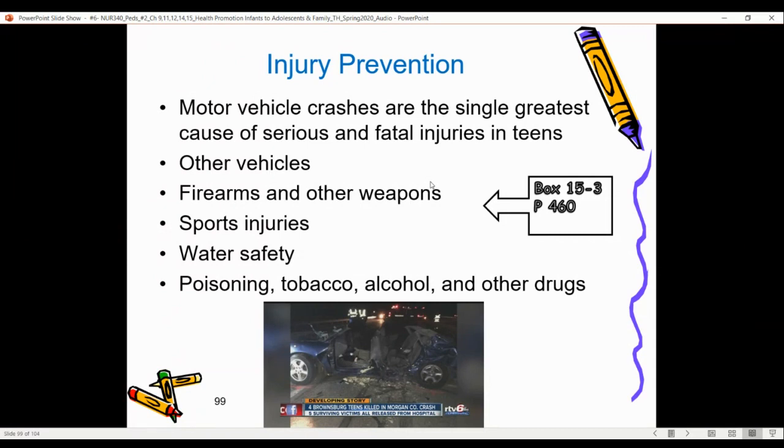Sports injuries are a problem. Water safety, like diving into a shallow pool of water that they shouldn't have dived into and causing like a neck injury, that kind of stuff. Driving under the influence increases risk. And then poisonings, which are usually accidental at this point. They took drugs at a party and they didn't know what was in the drug and they poisoned themselves. Tobacco, alcohol, those kind of things.